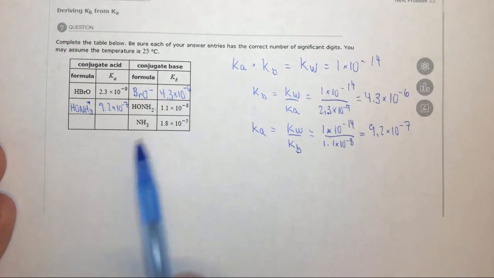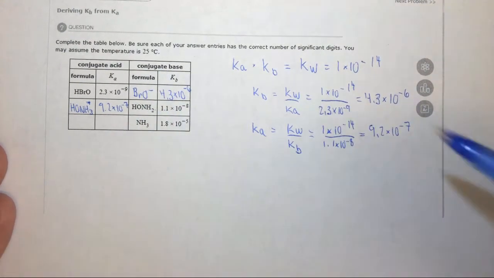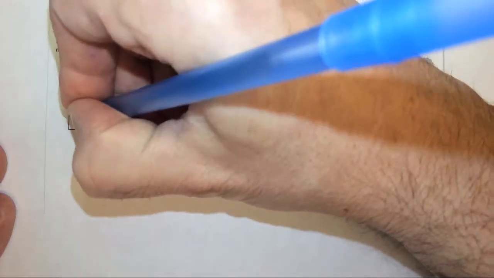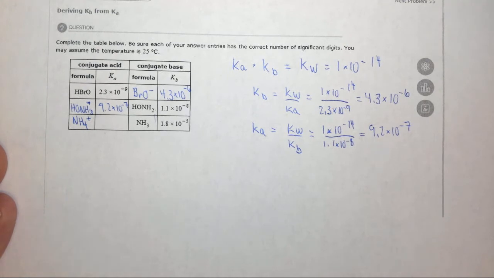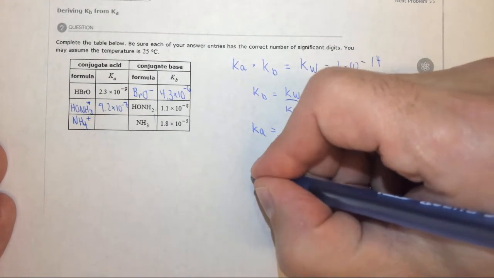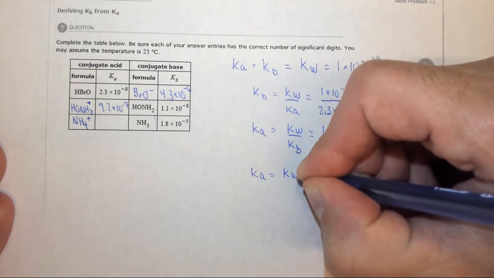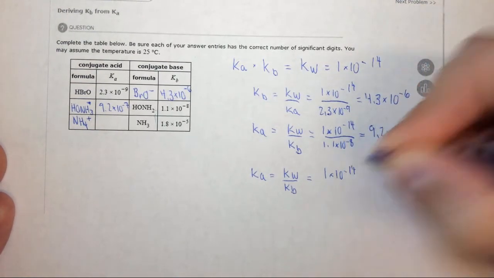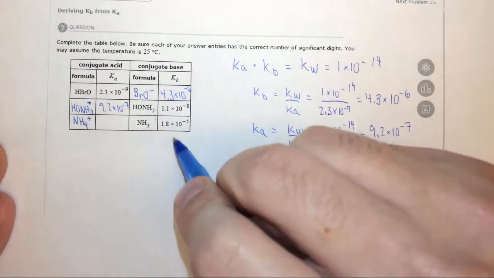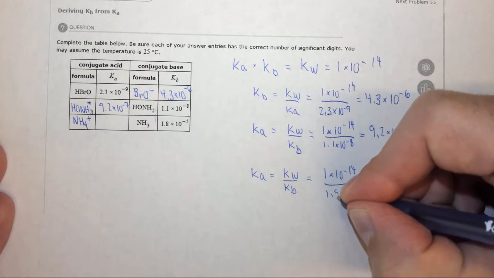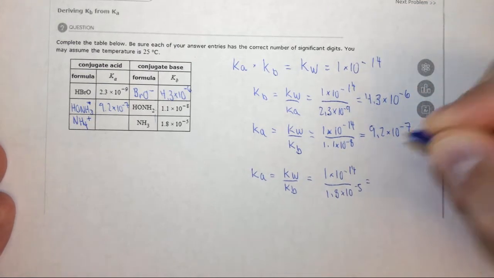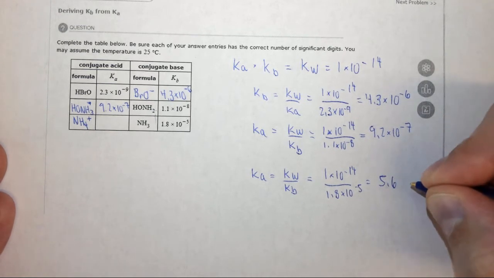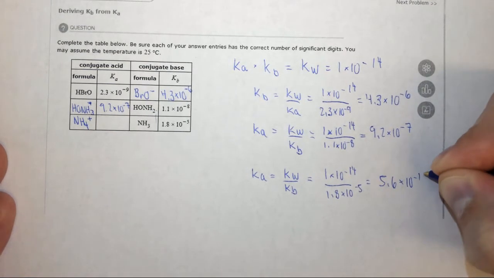Finally, for NH3, it's going to act as a base and gain a proton. So it goes from NH3 to NH4. It goes from neutral to plus. So this is the conjugate acid of that. The formula is the same. Ka equals Kw divided by Kb. 1 times 10 to the minus 14 divided by the Kb that's given, 1.8 times 10 to the minus 5. And when you do all that, you find that the Ka is 5.6 times 10 to the minus 10.